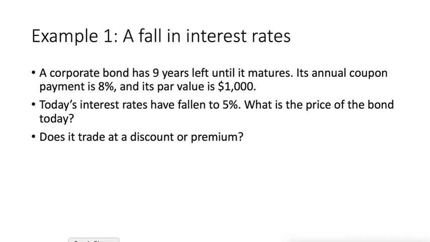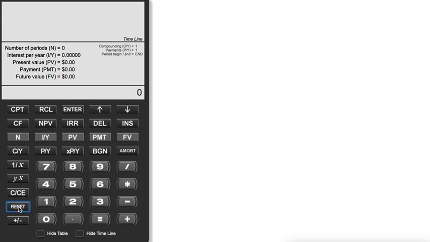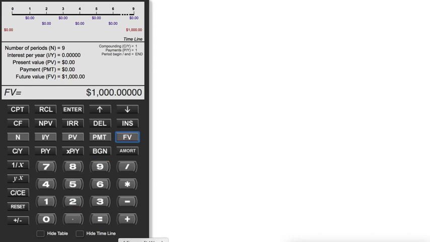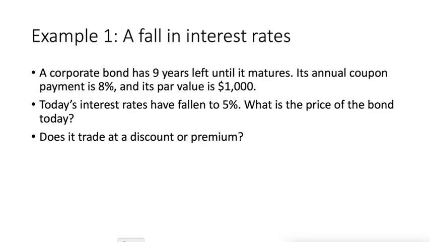So we can go over to the calculator and input what we know. First, we press reset. We know that there's 9 years left on the life of the bond, so that's what we're going to put for our N. We know the par value is 1,000, and so we will assign that as our future value. The old interest rate was 8%, and the new interest rate is 5%. So how do we input that into the calculator? Well, the coupon rate is 8%, which means that it pays 8% on the 1,000, which means it pays $80 a year.